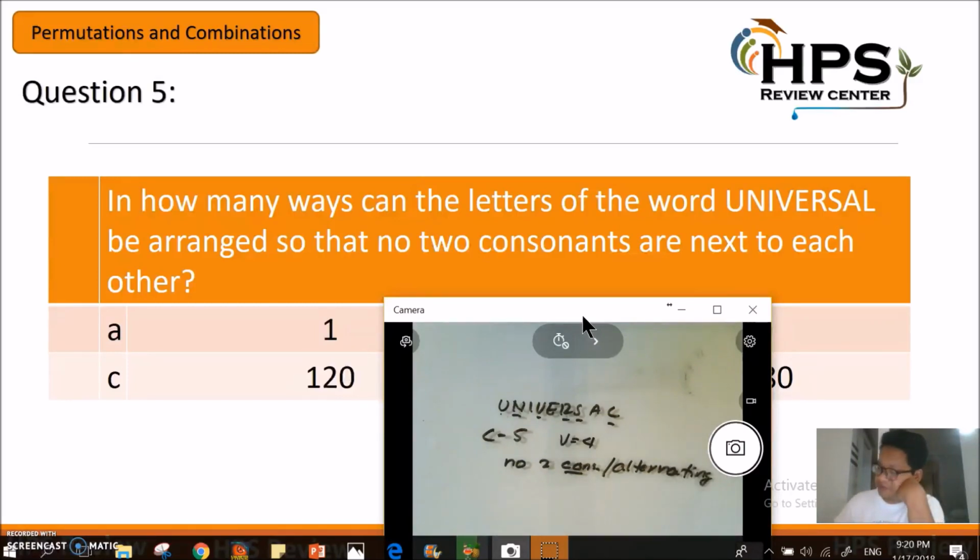And the only possible option, because you have 5 consonants and 4 vowels, is that the vowels must be in between. So the arrangement should be C, V, C, V, C, V, C, V, C. Now, the arrangement of these consonants, because there are 5, is 5P5. And then the arrangement of the vowels is 4P4. Then just simply multiply them: 5P5 times 4P4.